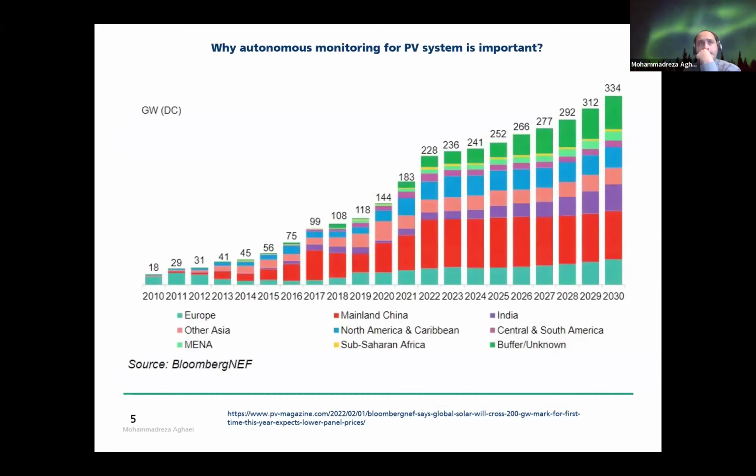Here is also a graph showing the increasing installation of photovoltaics worldwide. As I said, for the first time in 2022, we reached 1 terawatt of installation, and for the first time we passed an annual capacity of over 200 gigawatts. That was one of the very great milestones.